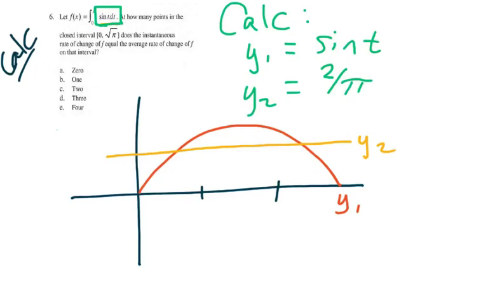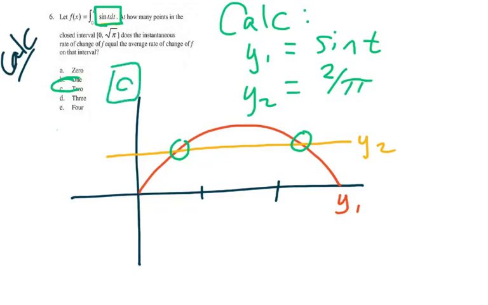You should get a picture that looks like this. So I can see that my sine graph, my y1, is that red curve, and my y2, the line 2 over pi, is that yellow curve. And again, the question was just how many times are these two things equal? You're asking yourselves, how many times do those graphs connect? And they connect 2 times. So your answer here is C.